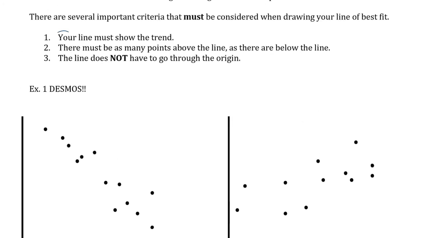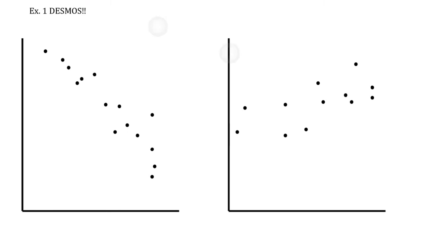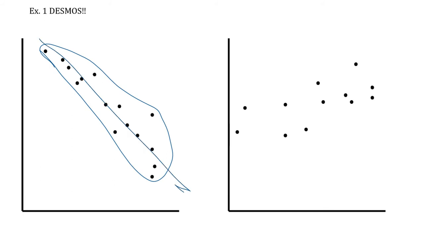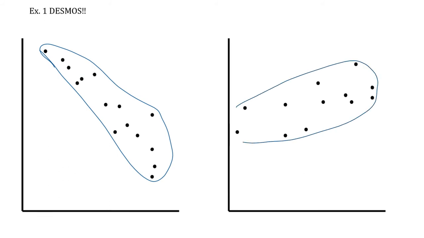Your line must show the trend. Must, must, must. What does the trend mean? The trend is the pattern in the dots. So this one, I've drawn a circle around it. It's clearly going down. My line of best fit has to also be going down. What about this one? Well, this one's going up, even if it's kind of gently, not really steep, a lot less steep, but still going up. So my line has to look that way.